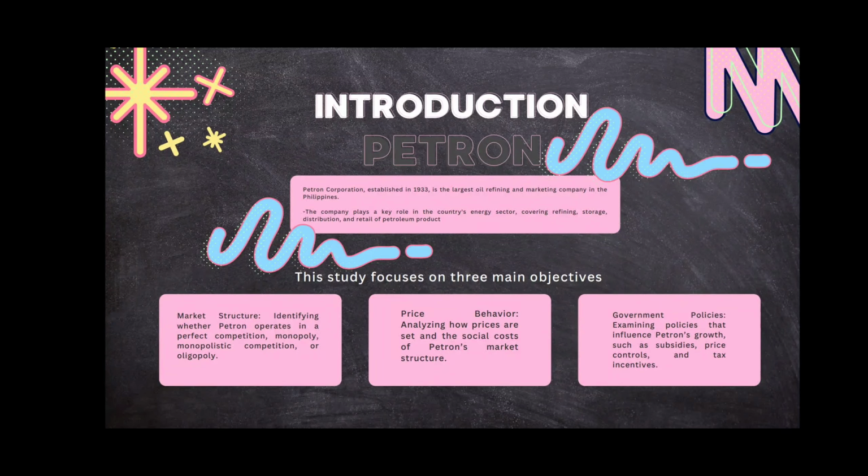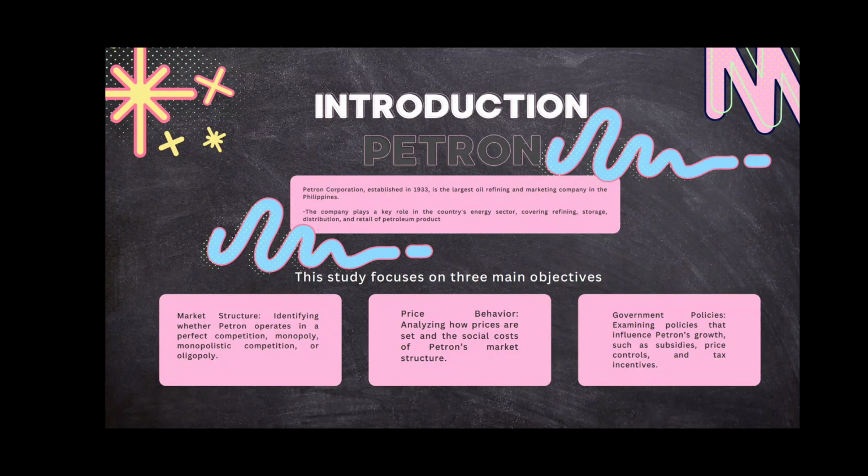The second objective is to describe price behavior within the Petron market. This includes explaining the social costs associated with Petron's market structure. For this objective, we must clarify how prices are determined based on market structure, such as joint price control or aggressive price competition among firms.